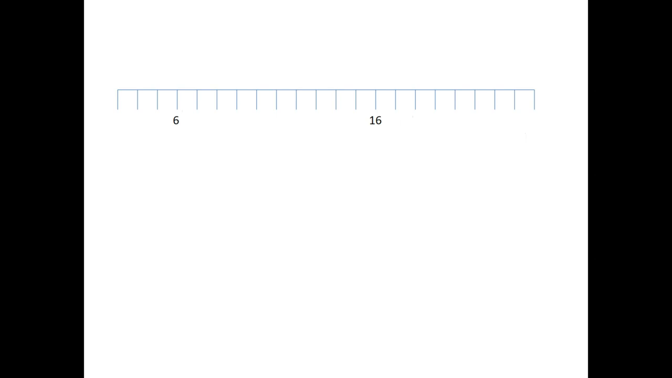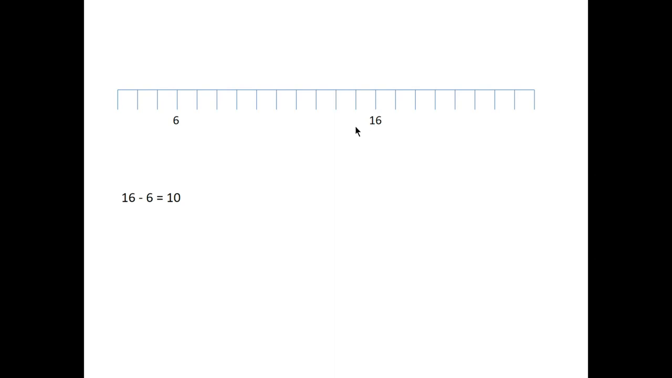So here's a number line here. How do we fill in each of these values here? Because there's only two that have been marked. So what we do is we take 16 minus 6, use a calculator if you need to, that's 10. We then look at how many spaces there are between the 6 and the 16. So there's 1, 2, 3, 4, 5, 6, 7, 8, 9, 10.